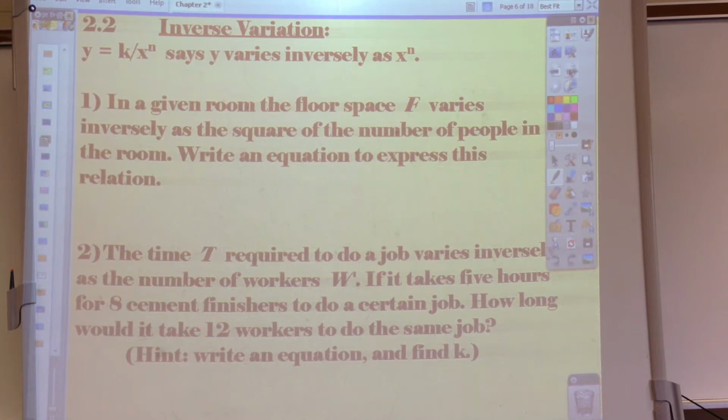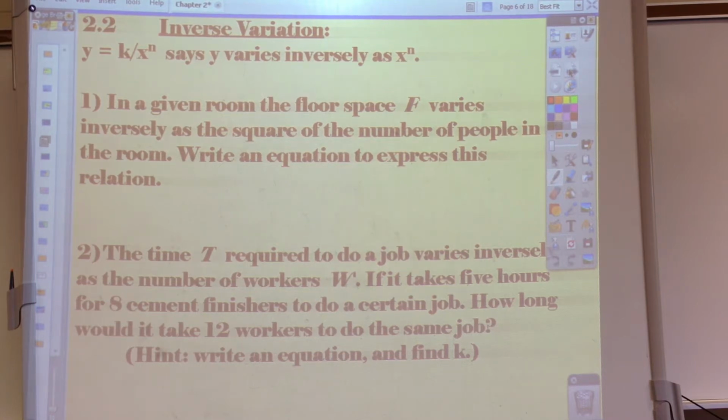This is section 2.2, inverse variation. Inverse variation occurs when y varies inversely as x to the power of n. That means that this time, x and its exponent are going to be in the denominator. Let's do some examples of that.